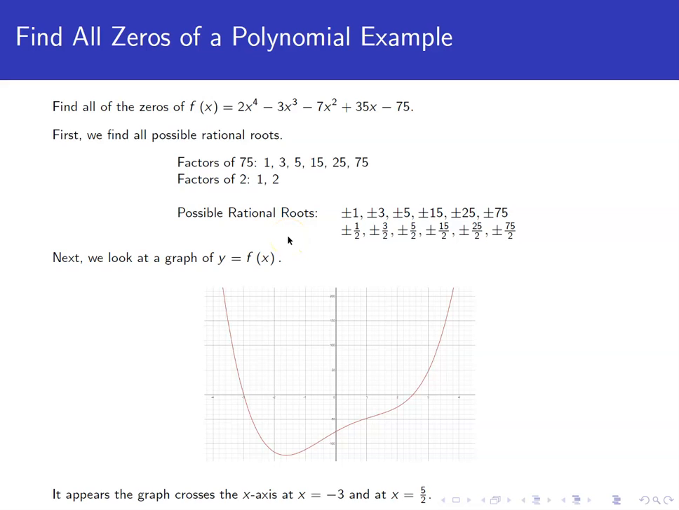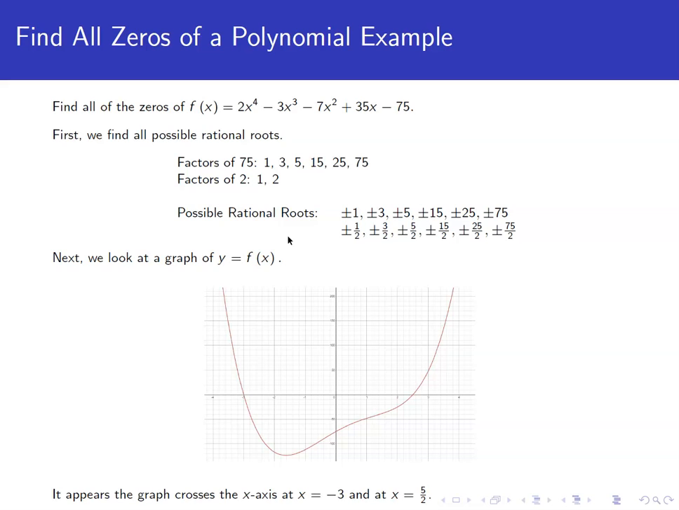In this video, we're going to do an example of finding all of the zeros of a polynomial. We're given the polynomial f of x equals 2x to the fourth minus 3x cubed minus 7x squared plus 35x minus 75. We're just asked to find all of those zeros. We know that we're looking for 4 of them, counting multiplicities.